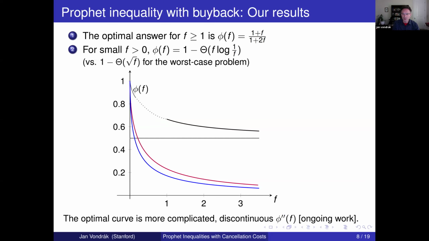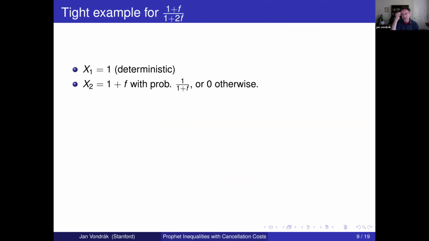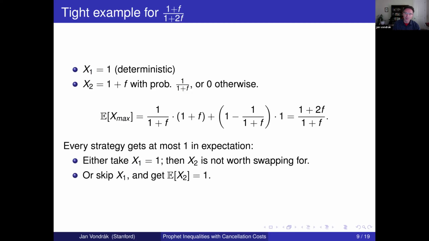So how do we do these things? Let's start with a very simple example, which is the motivating example for this work. A classical example showing that you cannot do better than 1/2 for the prophet inequality can be modified in a natural way to give the following. You have two variables. The first one is just 1. The second one is 1 + f with probability 1/(1 + f). So it's set up in a way that no matter what you do, you will never get value more than 1 with an algorithm. But the expected optimum turns out to be (1 + 2f)/(1 + f). So that's the gap. And this is the starting point of this project. Is this actually the answer to this problem or not?